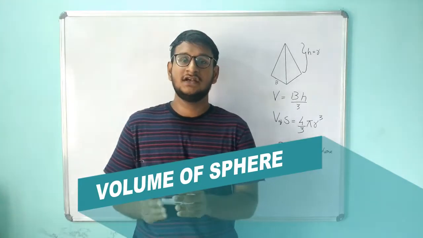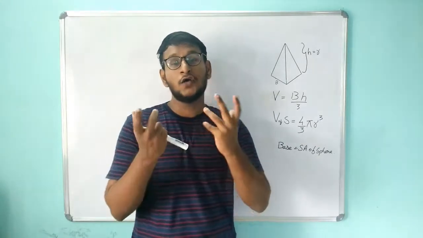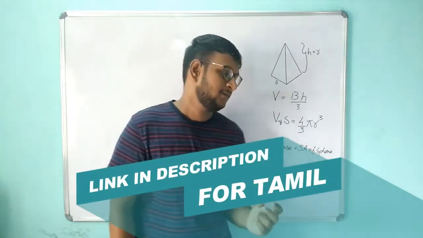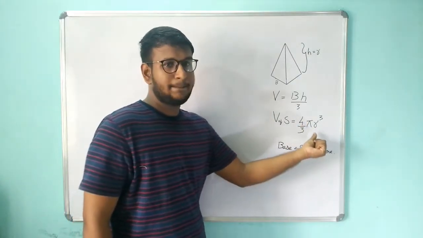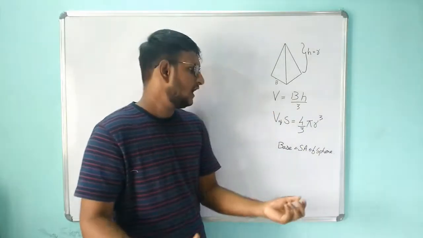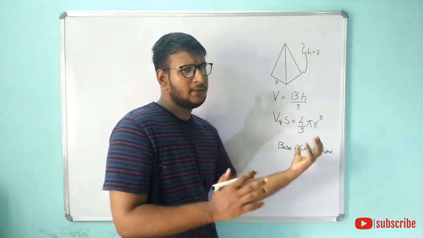I am Ram. So today we are going to see about the volume of sphere, the volume of sphere formula and how we derive the volume of sphere formula. Okay, so this is the volume of sphere formula, that is nothing but 4 by 3 pi r cube. So now we are going to see how we derive this formula, that is 4 by 3 pi r cube.